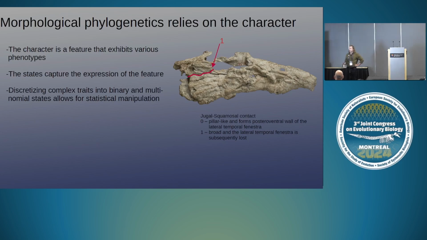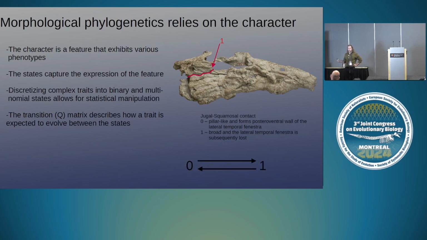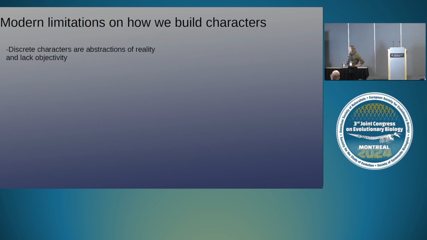Now, this is useful because we can use our transition or Q matrices to generate our hypotheses about how we expect that character to evolve. And in the case of morphology, we're almost always going to be expecting that the forward and backward rates are the same. And this is a very useful system, but I really want to touch on some of its limitations. And the one that I focus the most on is I see discrete characters as being abstractions of reality. They don't actually have any objectivity in them because you can turn anything into a character, really.